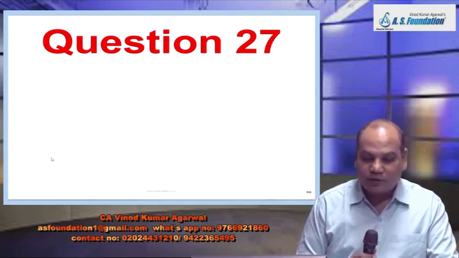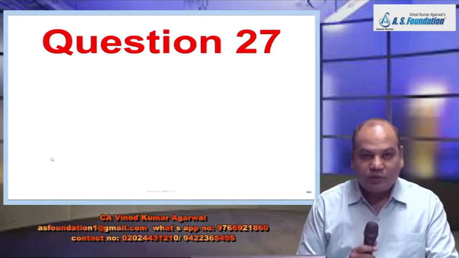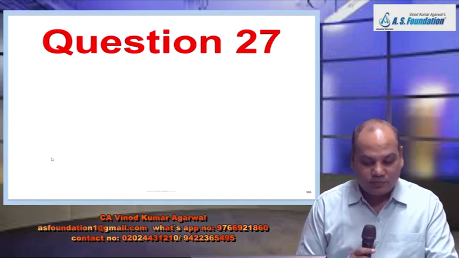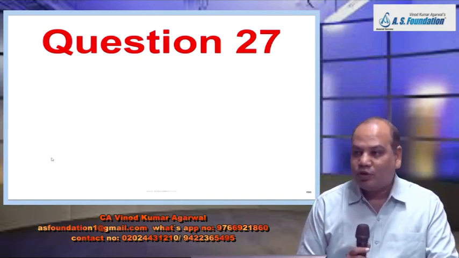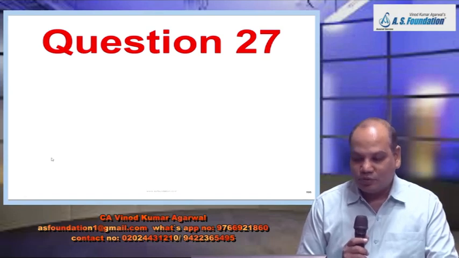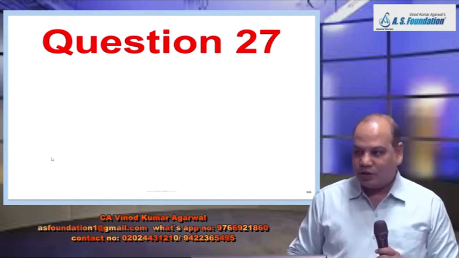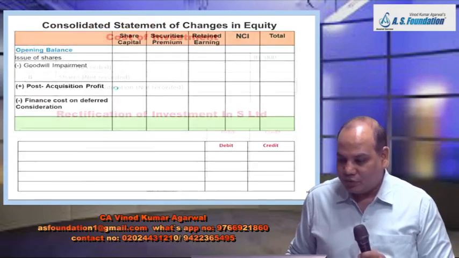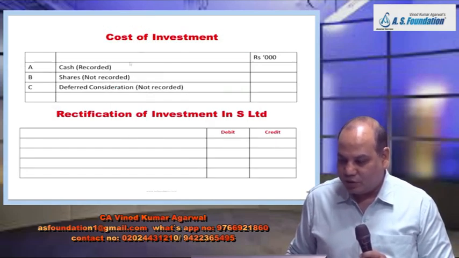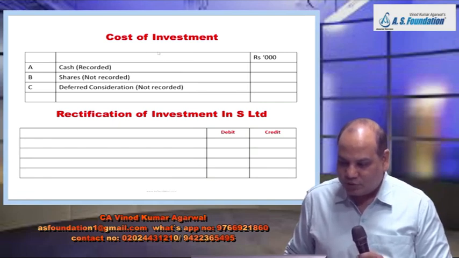Appropriate discount factor for rupee 1 receivable 3 years from now is 0.751. The shares and deferred consideration have not yet been recorded. Oh, the shares and deferred consideration have not been recorded. So what you will do? You will record now. So come to this working note in your answer sheet.